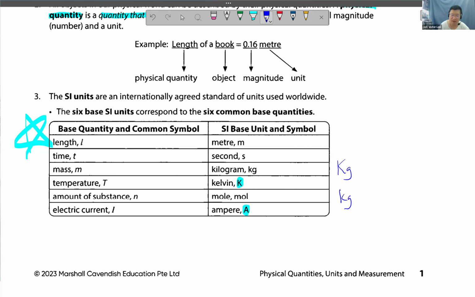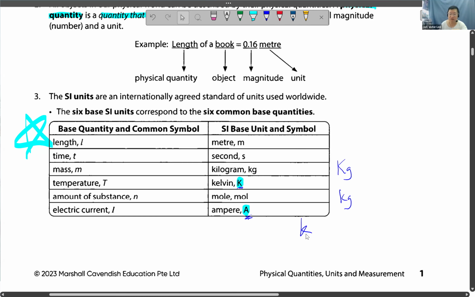And then things like ampere. Ampere, of course, you know. People will not forget ampere. Current, very easy. But Kelvin, a lot of people write it like that, and this is wrong. This is considered small letter. I just taught my Sec 2 student today, because they're not careful, you know.